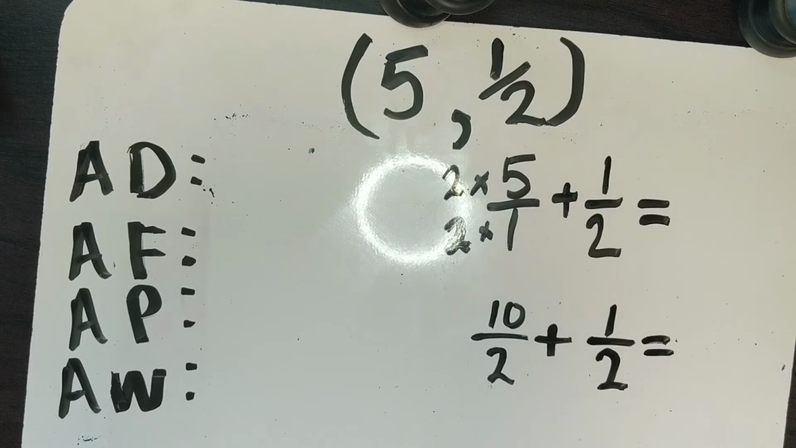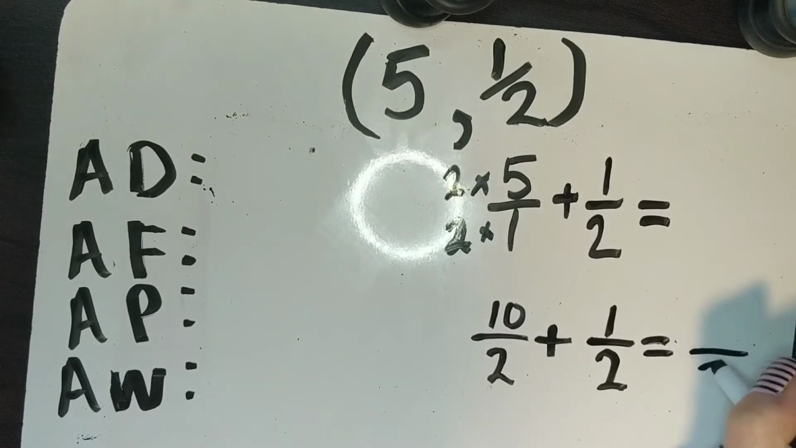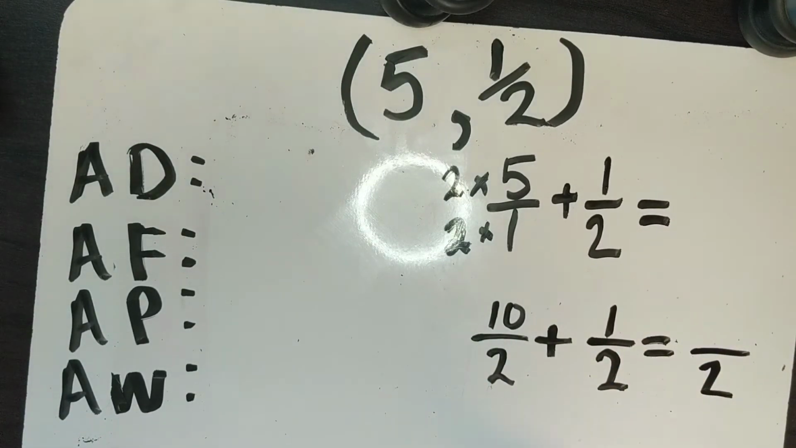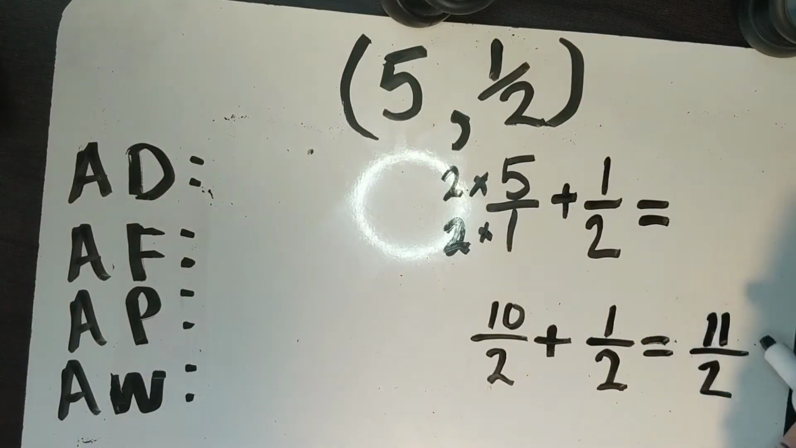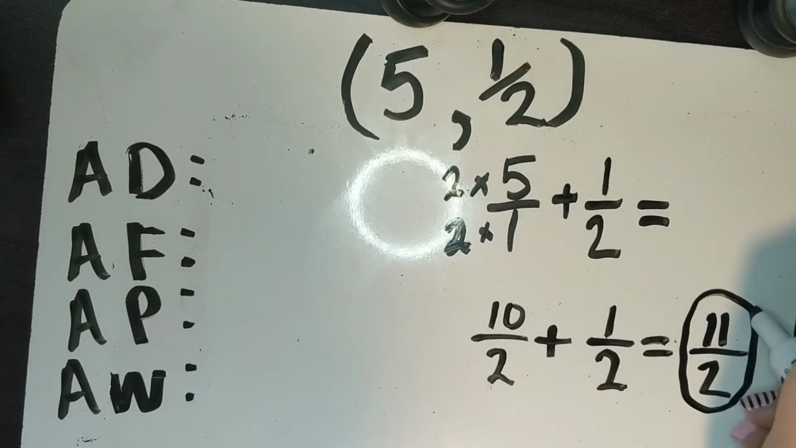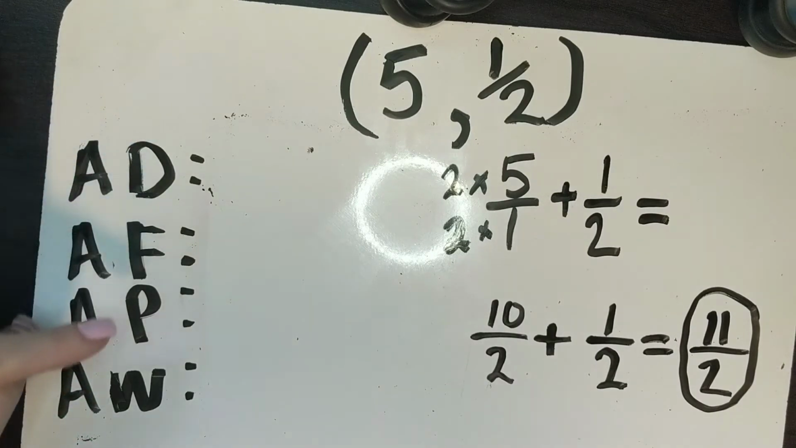Now I can add. And remember, when you're adding fractions, you do not add the denominators. They just stay the same in the answer. And then you add your numerators. 10 plus 1 is 11. Again, this is an improper fraction. We don't really like improper fractions in math, but for now, we're going to leave it alone. So now that I have added, I need to go over and fill in the different answers.